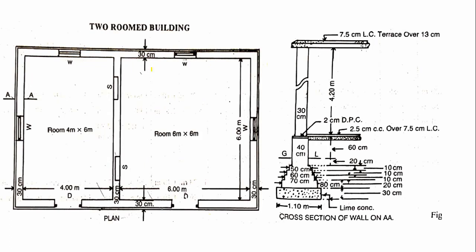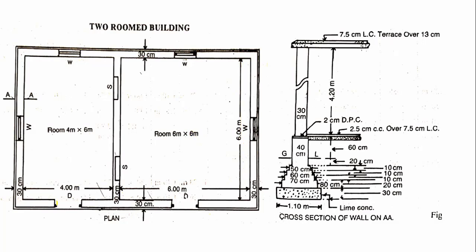So now this is a 2-room building we have. If you see here, we have 2 rooms. Room 1 is of size 4 meters by 6 meters. Room 2 is of size 6 meters by 6 meters. That is, if you take this in the x direction, it is 4 meters. In the y direction, it is 6 meters. Similarly, here in the x direction, it is 6 meters. They have given the y direction as 6 meters, which is given here.